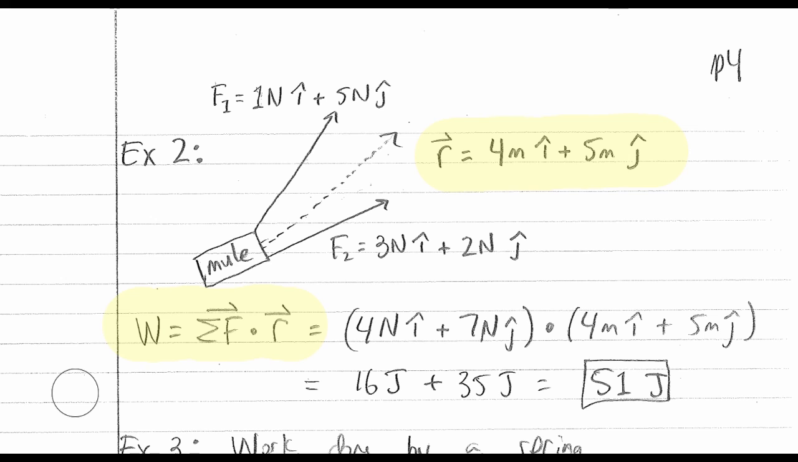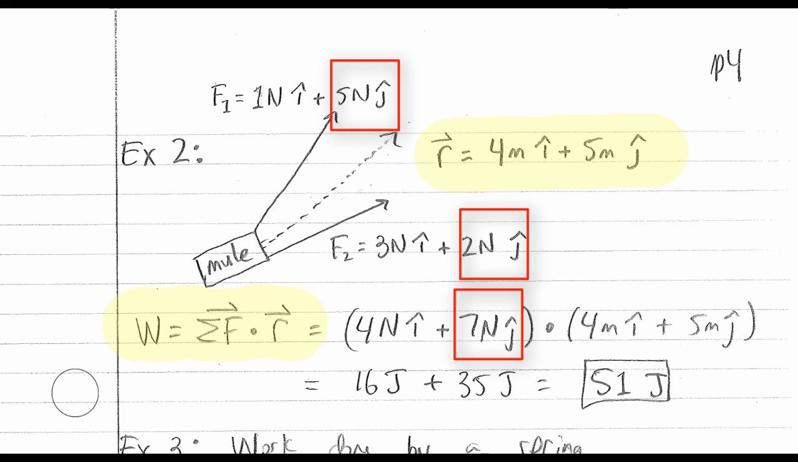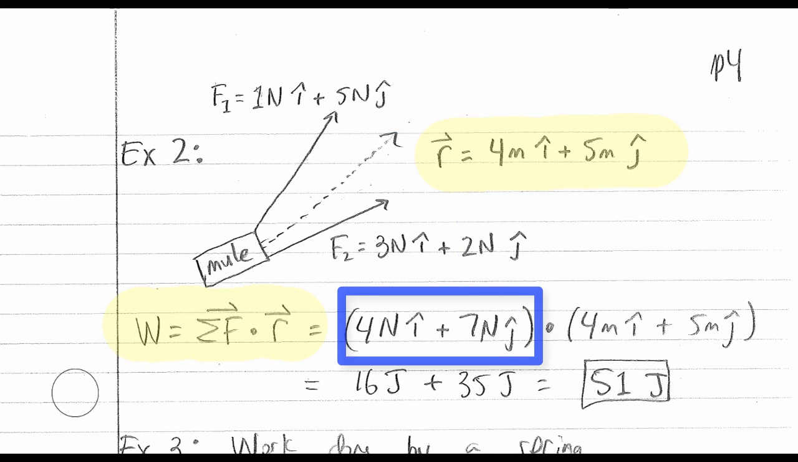What we're going to do is first find the net force. All we have to do is look at our unit vector notation. Force 1 has a horizontal force of 1 newton, and force 2 has a horizontal force of 3 newtons, so the net force in the horizontal direction is 4 newtons i hat. Then in the y direction, force 1 has 5 newtons j hat and force 2 has a vertical component of 2 newtons j hat. Adding those together gives us 7 newtons j hat. So we have our net force all set to dot onto our displacement.